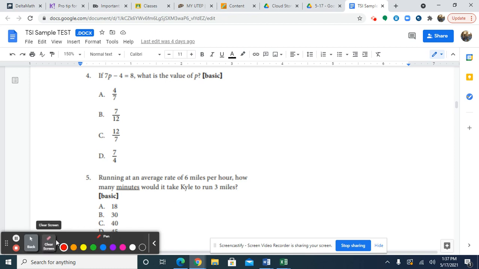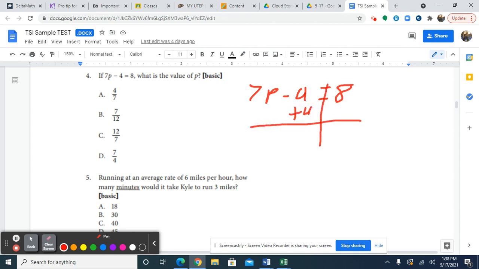Looking at number 4 now, it says 7p minus 4 is equal to 8. What is the value of p? So very simple equation to solve. 7p minus 4 is equal to 8. We first want to add 4 on both sides. That's 7p equals 8 plus 4, which is 12.